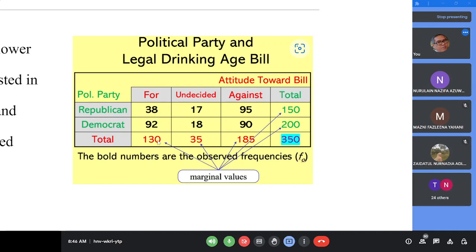And then for the total over here, so all the total, the row total and the column total are the marginal values. Okay, and then you have 350 over here as the grand total. Okay, so that is the situation. So this is what we call as a contingency table or a bivariate table. And from this bivariate table, the value in black is what we call as the observed frequency. Okay, yang ni kita panggil sebagai observed frequency.